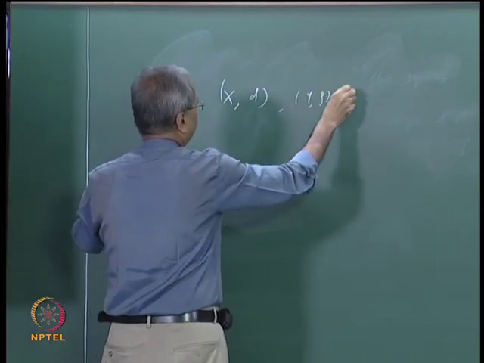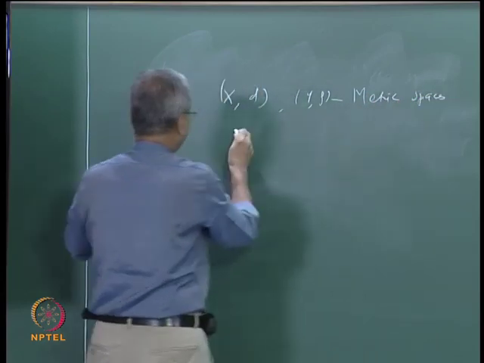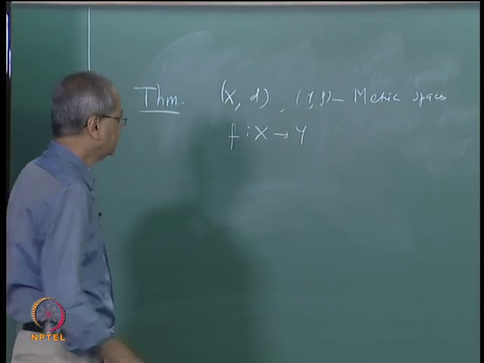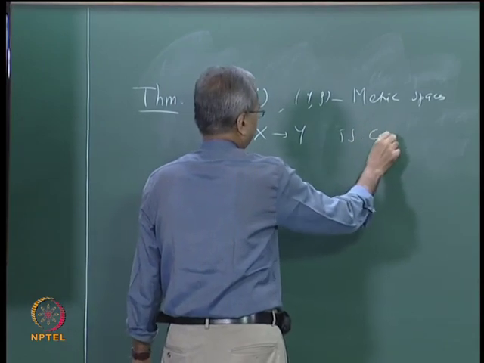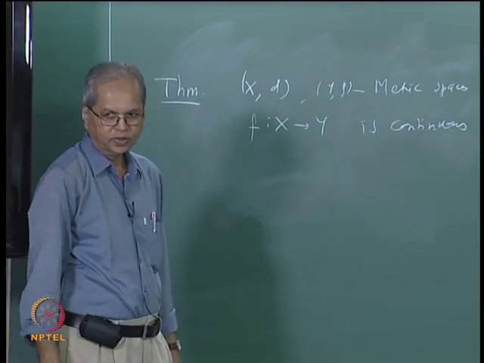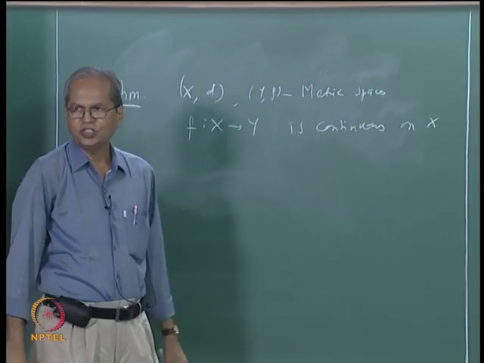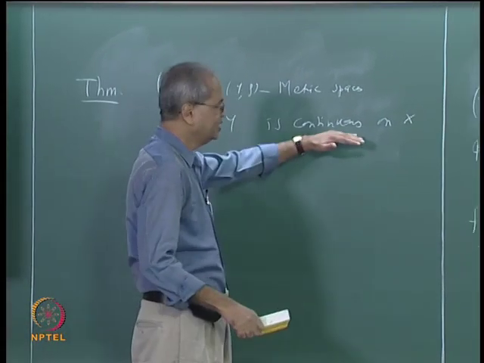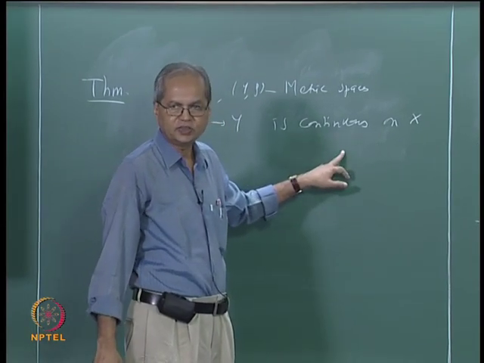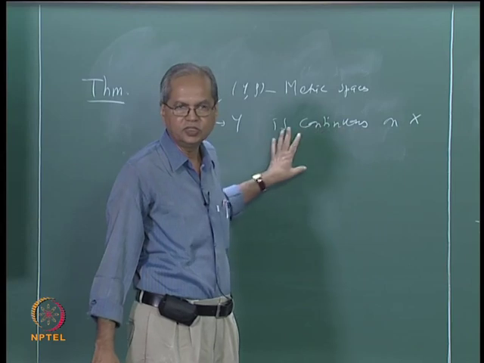(X, d) and (Y, rho) are metric spaces, and f from X to Y is a function. f from X to Y is continuous, this time I shall write continuous on X. This is one convention: if a function is continuous at a point, we should say continuous at that point. But suppose nothing is said, simply said f is continuous, then it is assumed that it is continuous on X. That means it is continuous at every point of X.